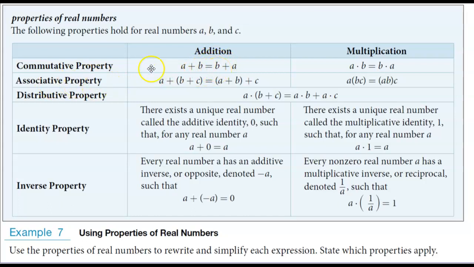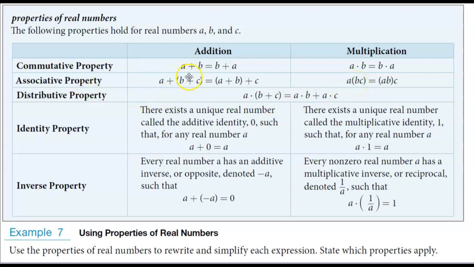Then we have the associative property of addition, which is a plus (b plus c), which is equal to (a plus b) plus c. And the associative property of multiplication is a times (b times c), which is equal to (a times b) times c. So if you notice, the associative property is that the order on both sides of the equal sign doesn't change. We have a, b, c and a, b, c, same thing over here. What's changing is how it's grouped.